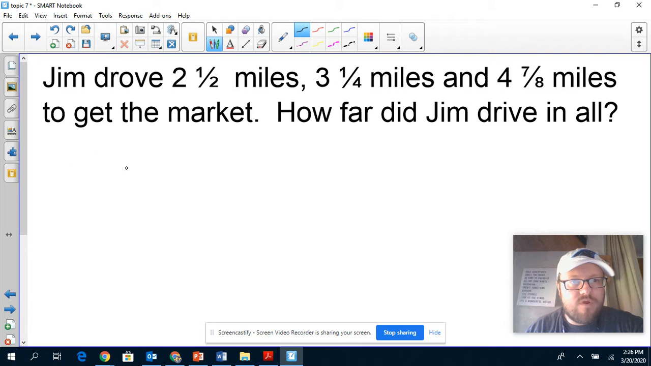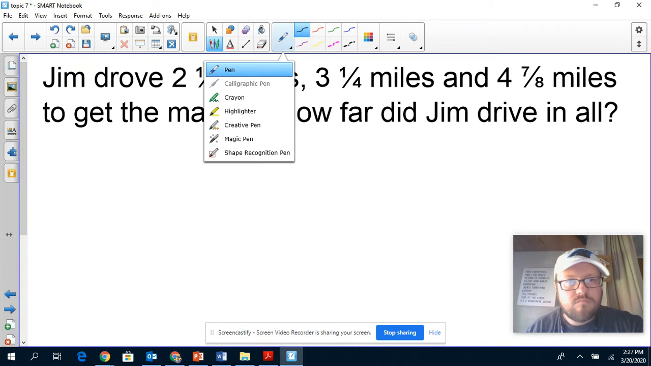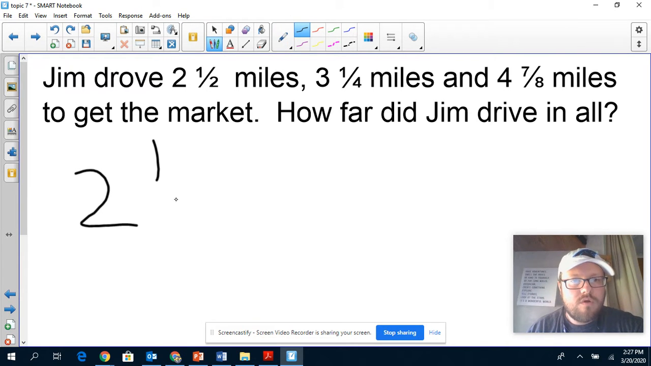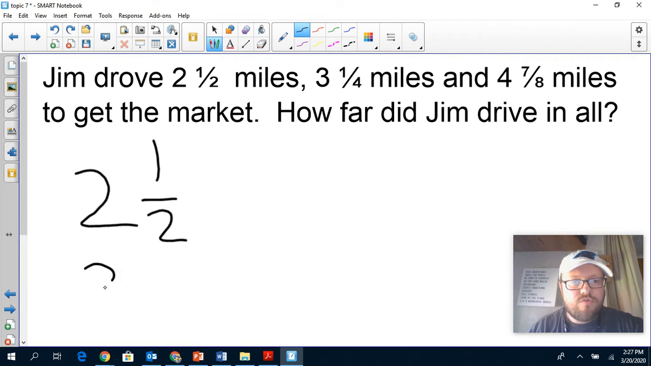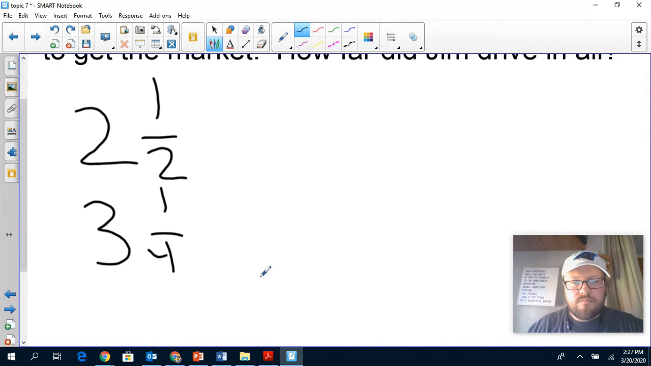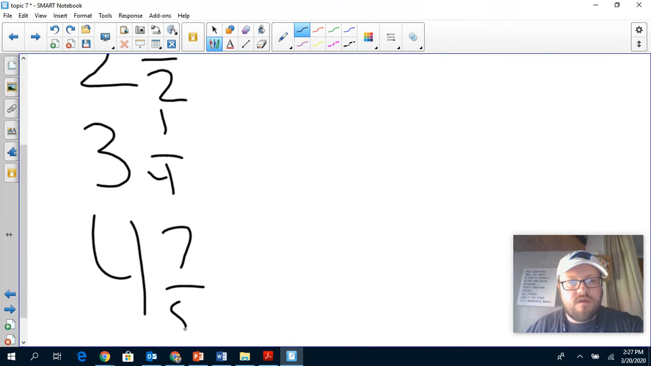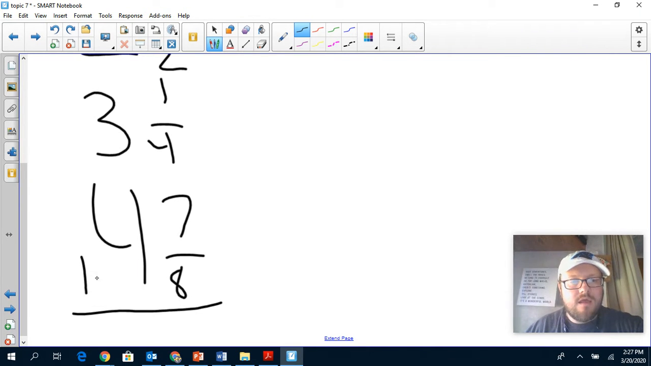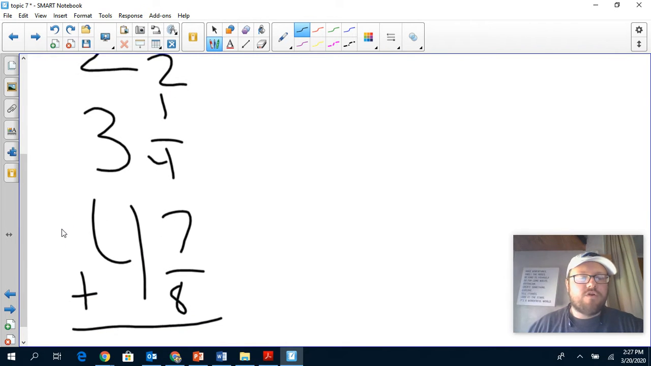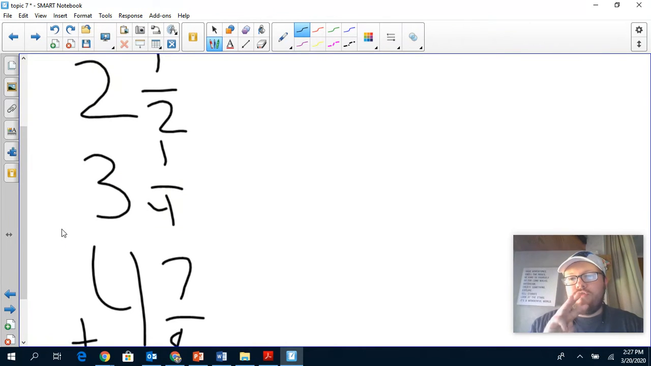So I'm going to write 2 1/2, 3 1/4, and 4 7/8. So I know that I'm adding because it says in all. Now the first thing I notice is I have three different denominators.